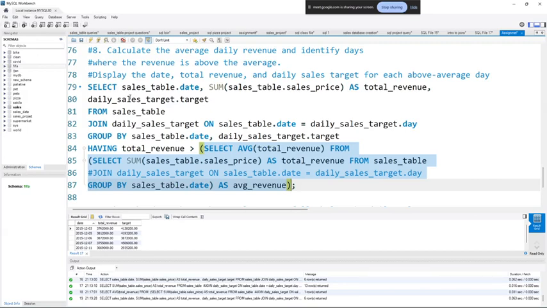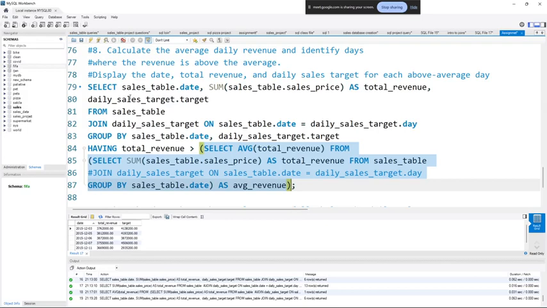I looked at the average revenue per day instead of looking at the total, the sum of each day. Yes, yes, I understand what you did.